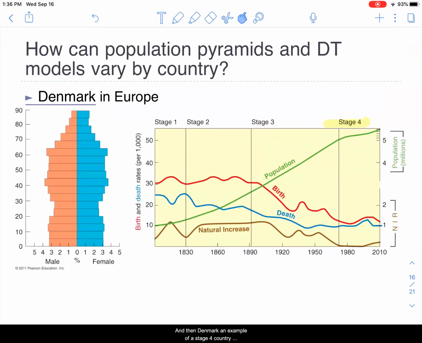And then Denmark, an example of a stage 4 country, is one where the birth rate and the death rate have gotten pretty close to each other, so the population has squared off, and you can see that the pyramid looks a lot like that of the United States. So pyramid up at the top from like age 60 to 90, then it's pretty square until you get down to about the 20s or so, 20-year-olds, and it inverts a little bit. So stage 4, then, we're looking at pretty steady population growth, small families.